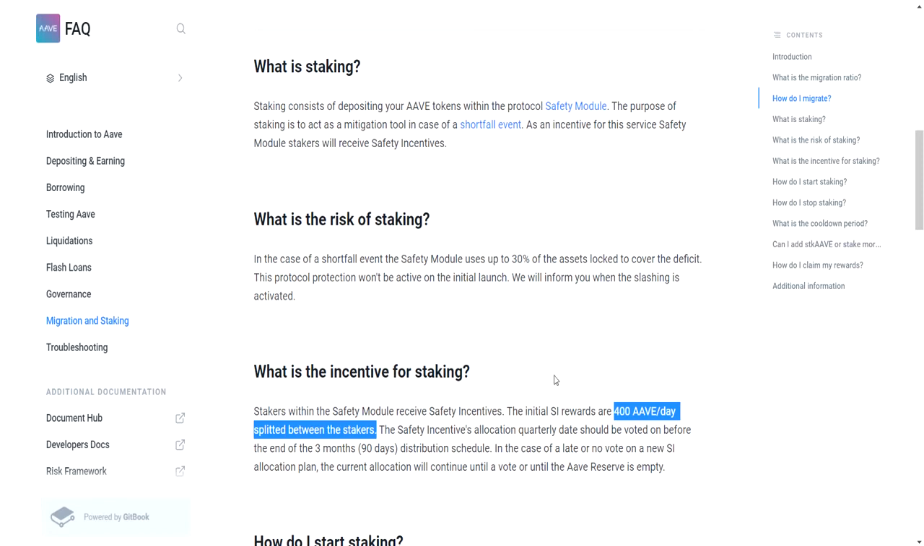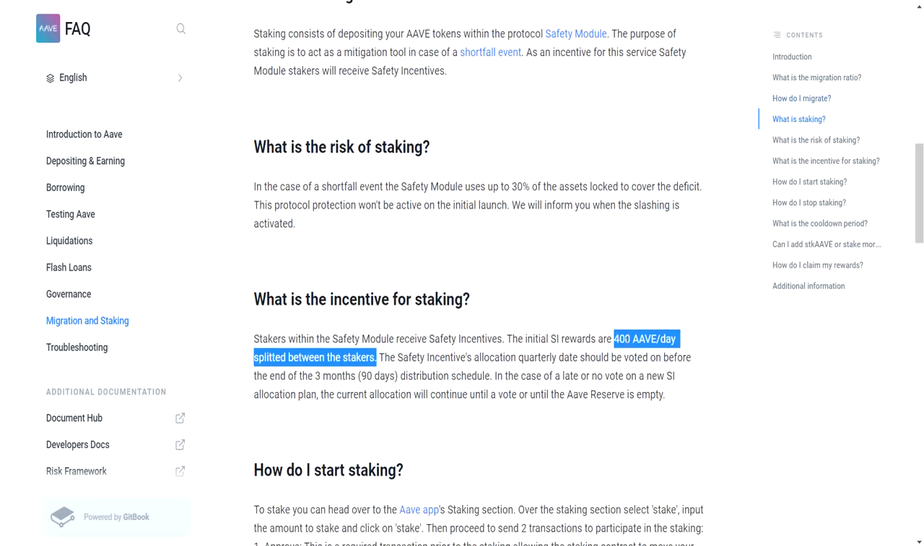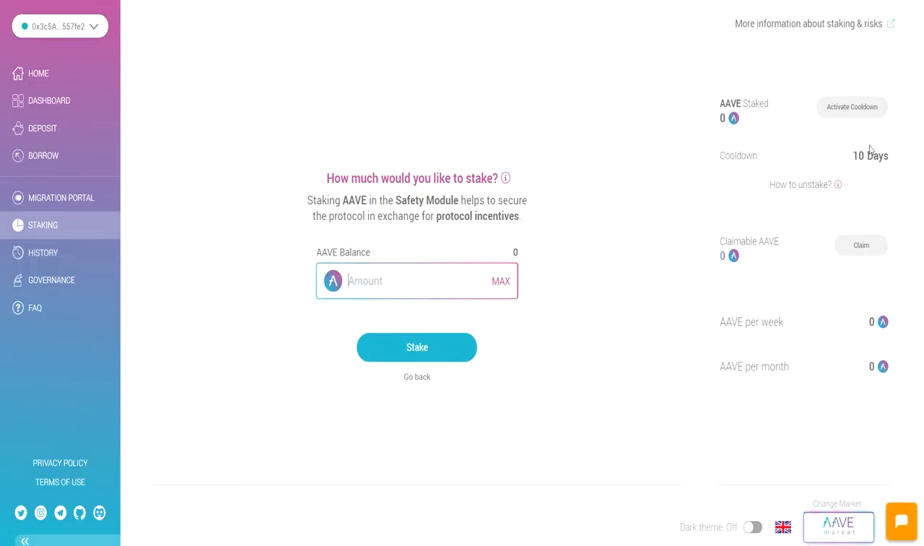That's a risk, right? So they're going to pay you with AAVE tokens, and it says here they're going to give 400 AAVE tokens per day, split between all the stakers. So this is something you're going to have to look at very closely and find out how many people are staking and how much you would get. Or, if you don't want to dump your AAVE tokens, it's better to stick them in here and maybe get more AAVE tokens. Or you can try to find somewhere else that lets you lend them to people who want to borrow them.